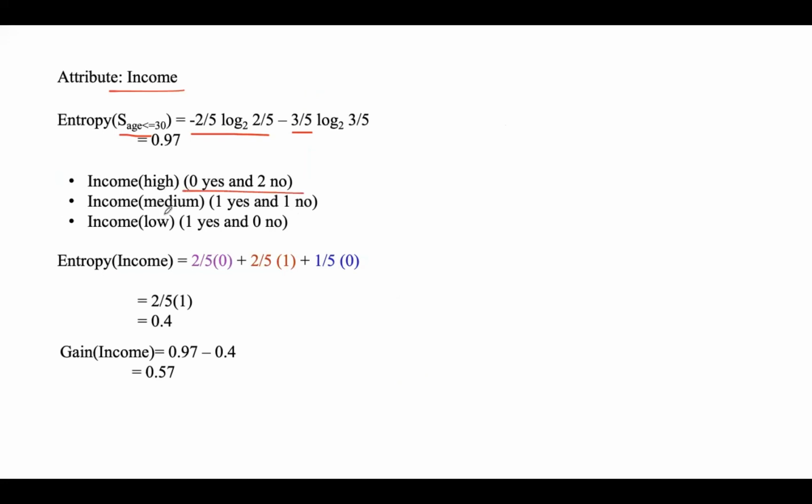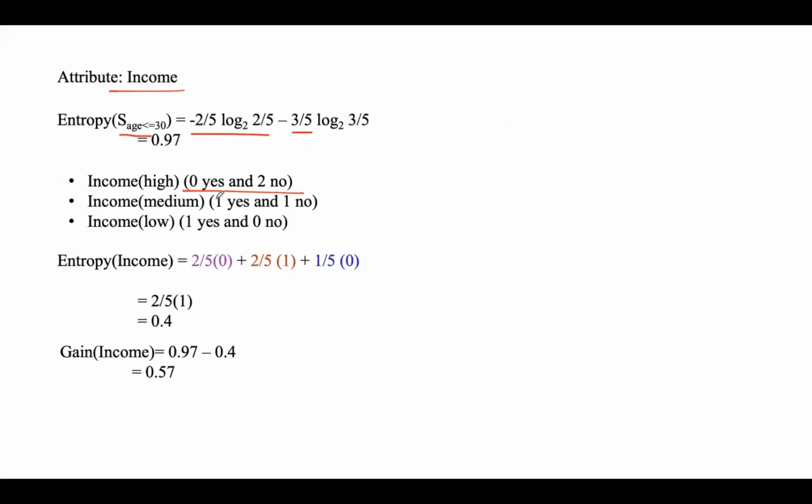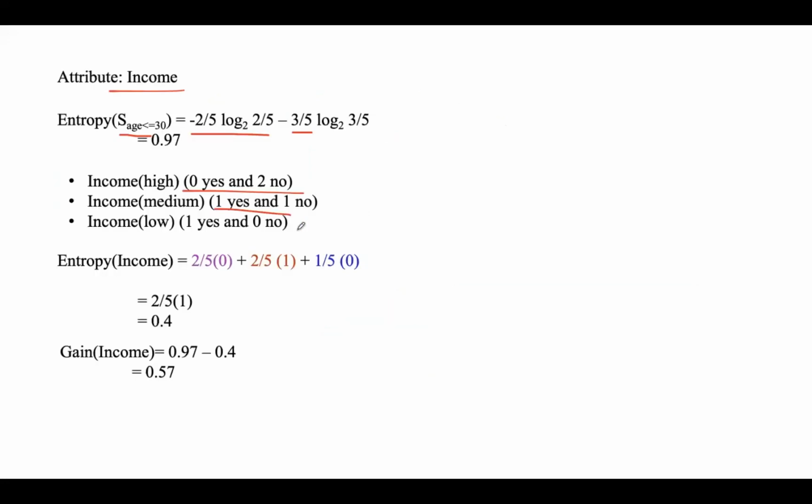Next, income of medium. So medium, we have 2 observations. Out of 2, 1 is yes and 1 is no. So 1 yes and 1 no. And for the third one, income low, we have yes, but there is no no. So 1 yes and 0 no's.